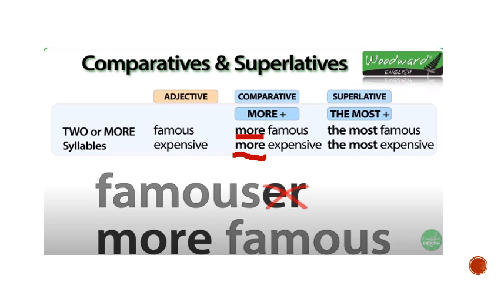The same thing happens in the superlative form. But in the superlative form, we add the most: the most famous and the most expensive.